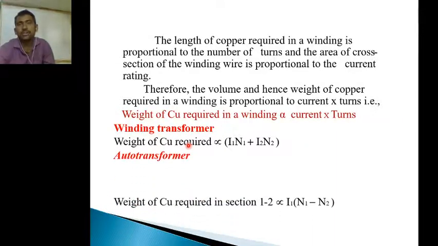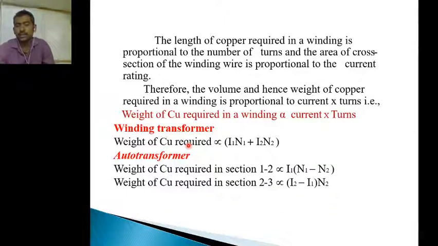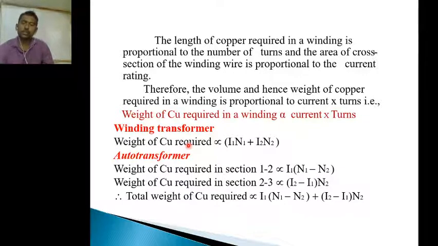But in the case of the auto transformer, we have two sections. In the 1 to 2 section there is one copper requirement, and in the 2 to 3 section we have another. What is the copper requirement for the 1 to 2 section? The number of turns is N1 minus N2 and the current is I1, so we write I1 into N1 minus N2. Similarly for the 2 to 3 section, the current is I2 minus I1 and the number of turns is N2, so it is I2 minus I1 into N2.